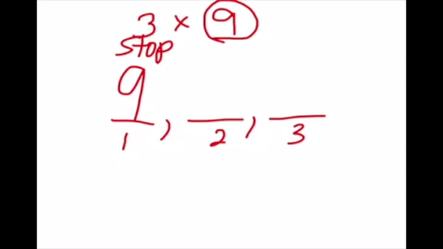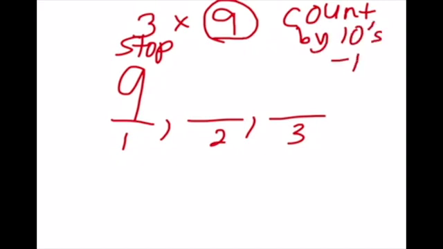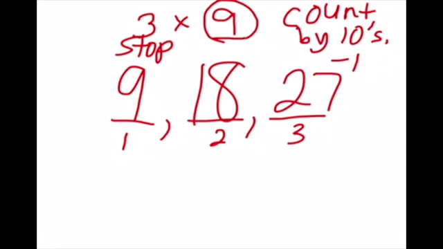I count by 9s. Well, again, I could count by 10s, but then subtract 1 because 9 is 1 less than 10. So 9 plus 10 is 19, but 19 minus 1 is 18. Oh, yep. 18 plus 10 is 28, minus 1 is 27. Look at that. Look how fast that was.